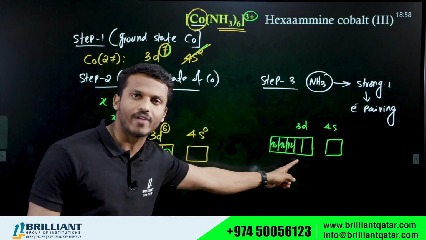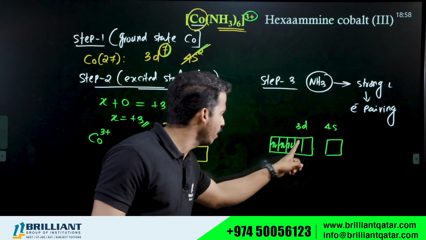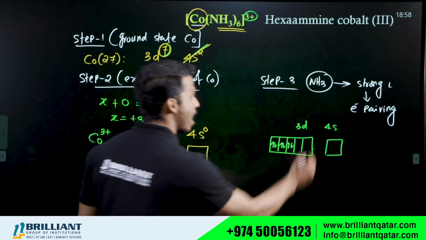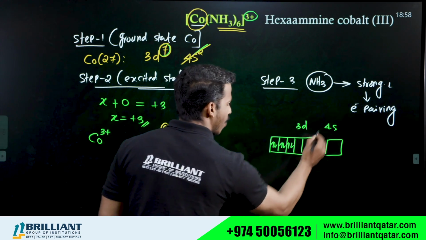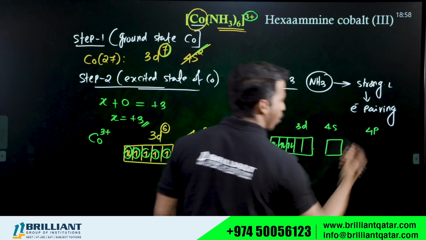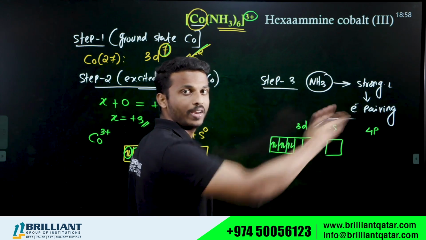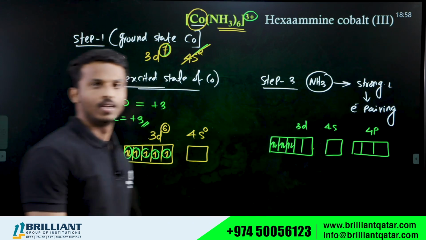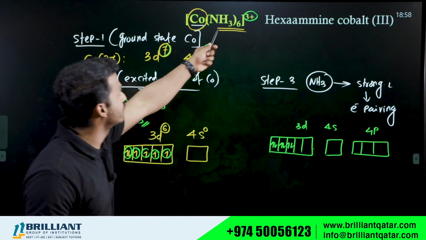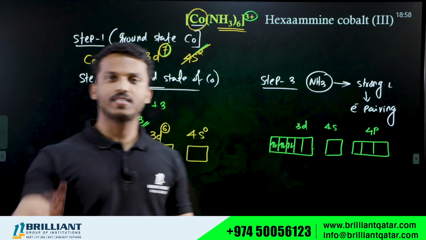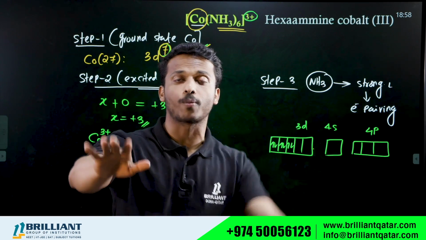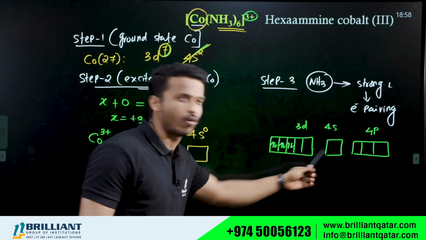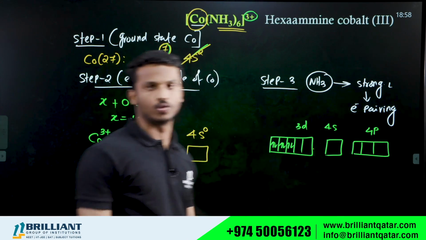At present, how many vacant orbitals do you have? 1, 2, 3. Not enough. We need 3 more. Dear student, after the 4s orbital, we have 4p. If you need more, take 4d. What is p orbital? Total 3 are there. What is the point, all of you? Total 6 ammines are coming to your complex. If 6 ammines are coming to your complex, you have to provide a total of 6 vacant orbitals. So after 3d, 4s is not enough, I take 4p also.